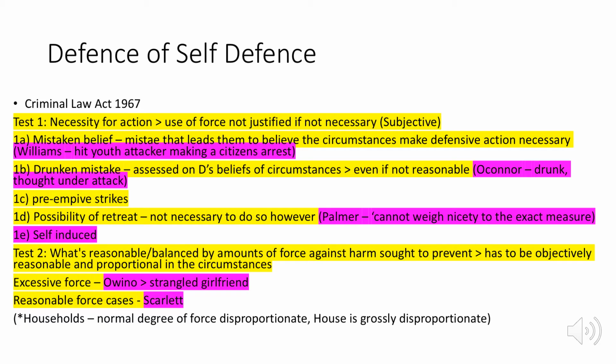Test 2 is what's reasonable balanced by the amount of force against harm sought to prevent. So it has to be objectively reasonable and proportional in the circumstances. So for excessive force, I use the case of We Know, because it's quite easy to remember, because he strangled his girlfriend. And reasonable force cases, I just put Scarlett down.